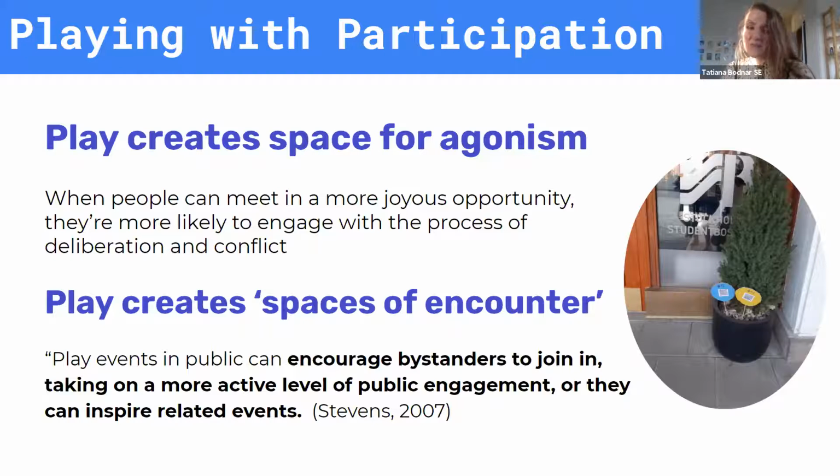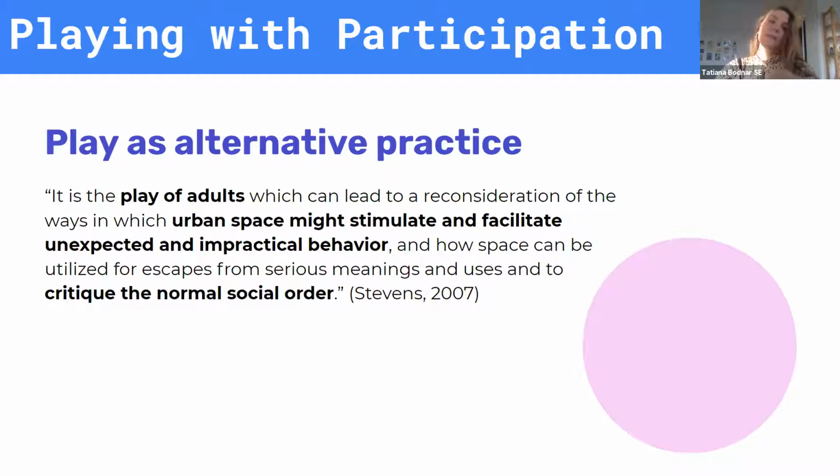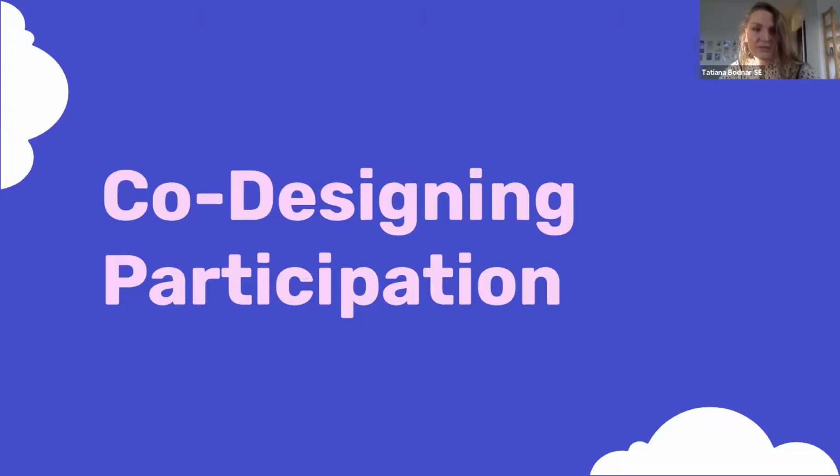It also creates this space for encounter, and play events in public can encourage bystanders to join in, take a more active level of public engagement, and can inspire related events. And then as alternative practice, Stephen says that it is the play of the adults which can lead to the reconsideration in ways of which urban space might stimulate and facilitate unexpected and impractical behavior, and how space can be utilized for escapes from serious meaning and uses, and to critique the normal social order, which is kind of what we were trying to do with this very functional paddle court that really only had one function and was a bit commodified as well.